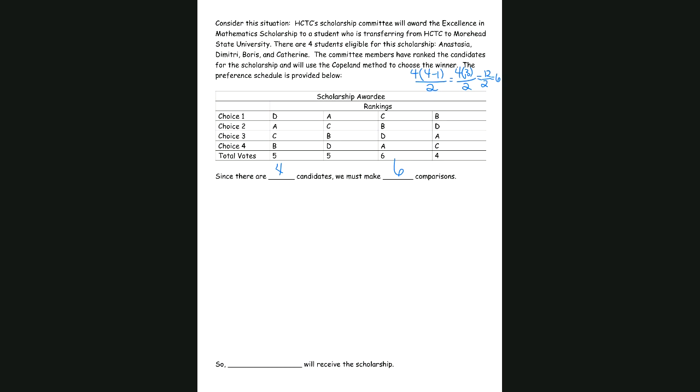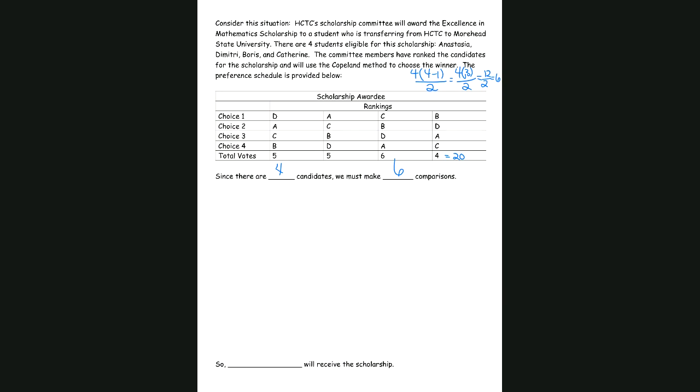Okay? So how many people voted in this election? Well, if we add the total votes row, we'll get the number of people who voted. So 5, 5, 6, and 4, that's what? 20, right? So there are 20 votes. So that's not too bad. 20 votes total. So there were 20 people on this committee. So what are the comparisons we have to make? I know I have to make 6 of them.